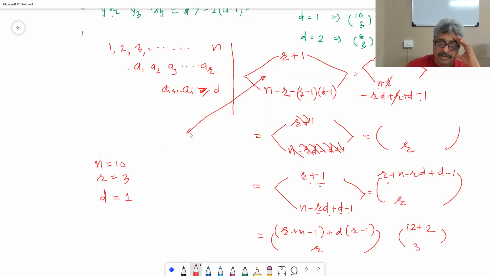R is equal to 3. So 4, choose 10 minus 3 is 7, r minus 1 is 2 into 0, that is 4 choose 7 is 13, choose 3. The answer is correct.